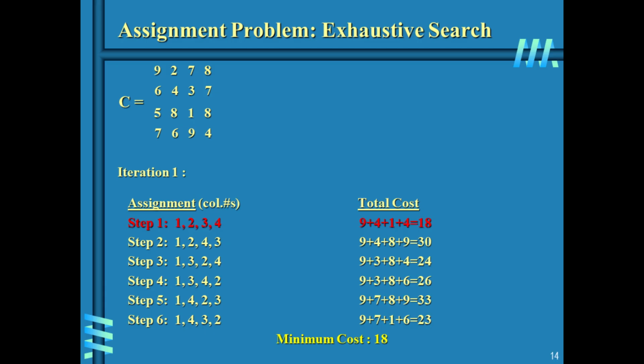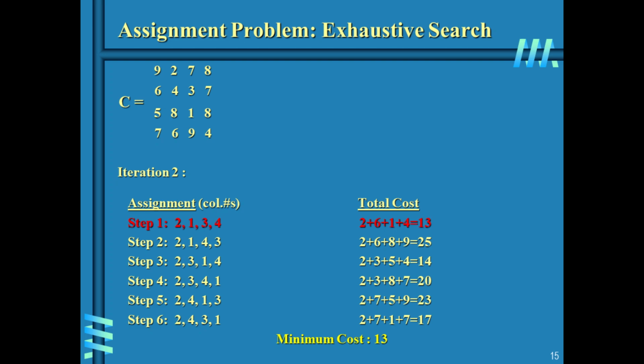Step number 3 of iteration number 2 is assigning job 2 to person 1, job 3 to person 2, job 1 to person 3, and job 4 to person 4, whose total cost is 14. Coming to step number 4 of iteration number 2, assigning job 2 to person 1, job 3 to person 2, job 4 to person 3, and job 1 to person 4.